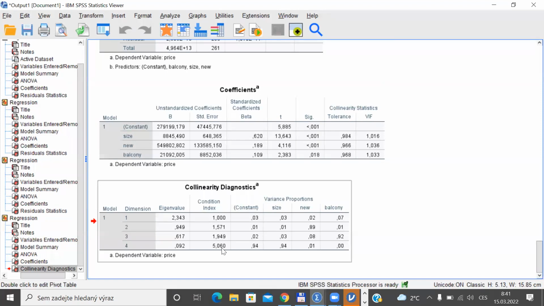So that's condition index. Once again, every time I'm interpreting the last value in the column which is called condition index. And only for technical insight, this condition index is nothing more than the ratio between the eigenvalue, which is the first one, and the last one. So if you would take 2.343 divided by 0.092, you would get this value approximately 5. So if you do not believe SPSS, you can compute it yourself.